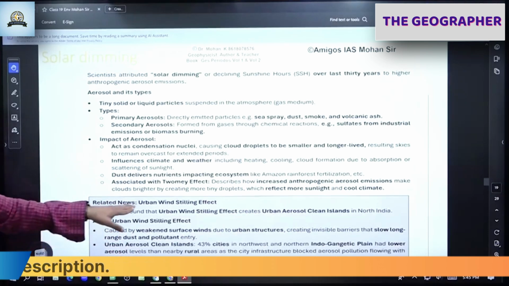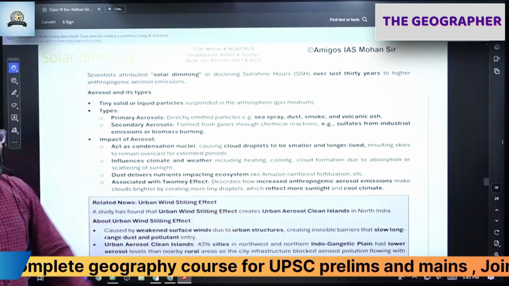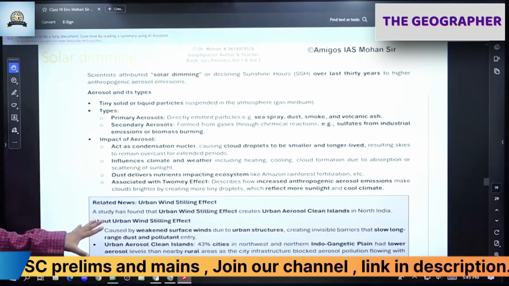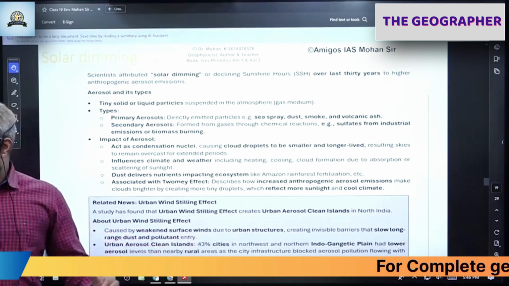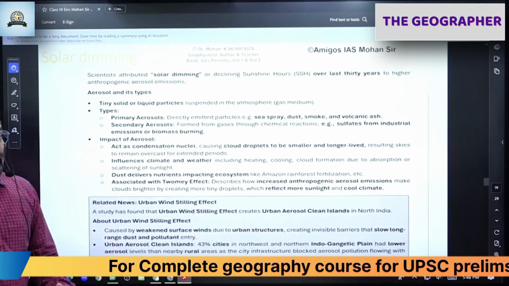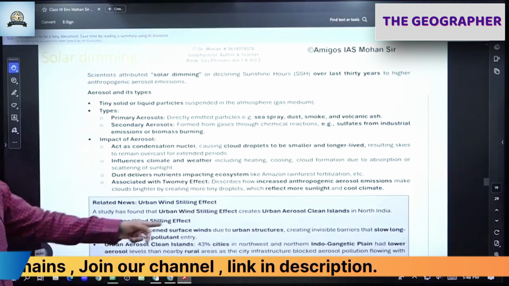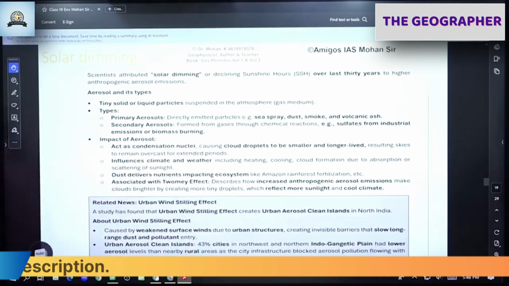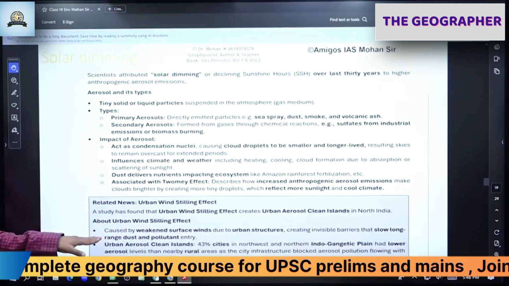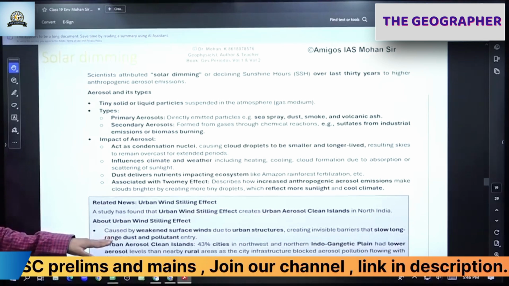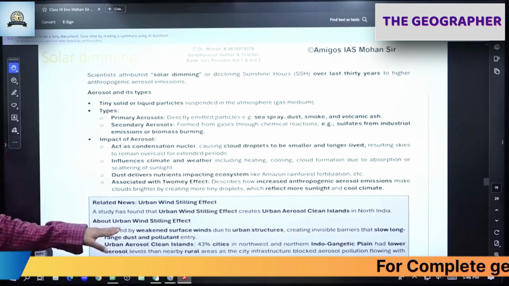You can now read this. Urban wind stilling effect. A study has found that the urban wind stilling effect creates urban aerosol clean islands in North India. The case study is from North India. It is especially caused by weakened surface wind, because winds are cut off due to friction of the buildings. So most of the wind won't enter the city. As a result, that is also causing a decrease in the amount of aerosols in the urban environment. This is a kind of good news, but over the long run it has more impact in the vicinity or surroundings of the urban areas. The fringe of the urban areas will have more damage because more aerosol is present.